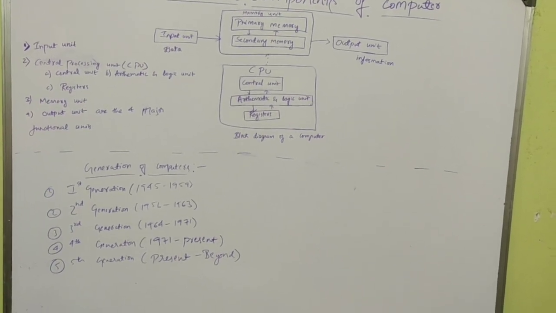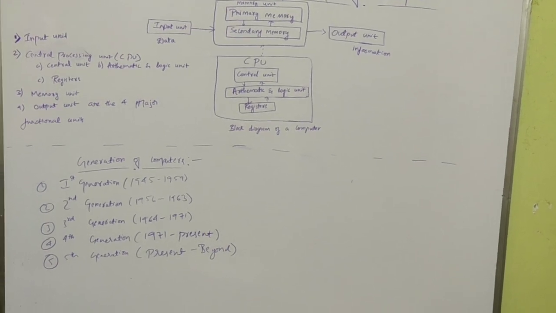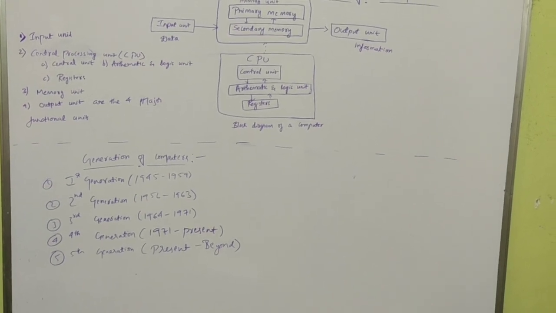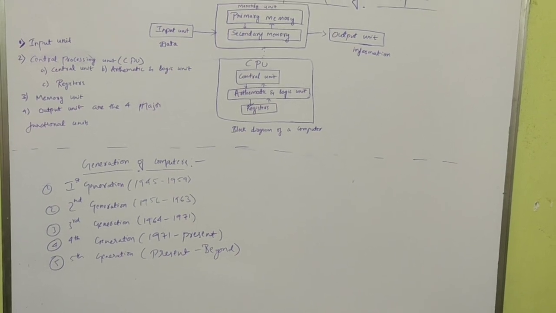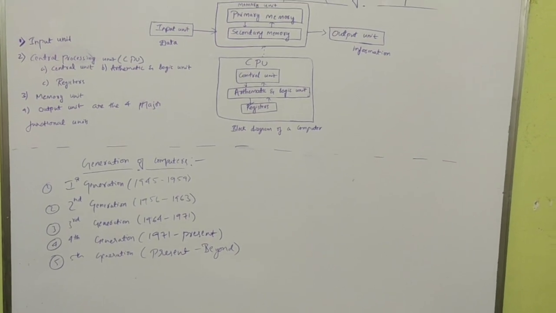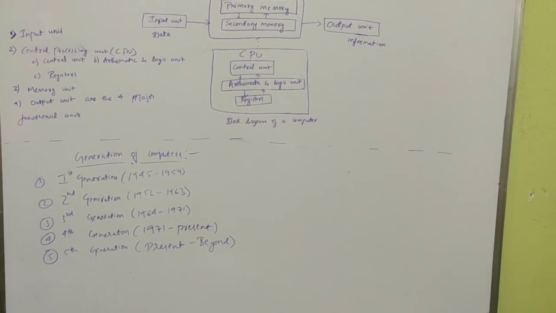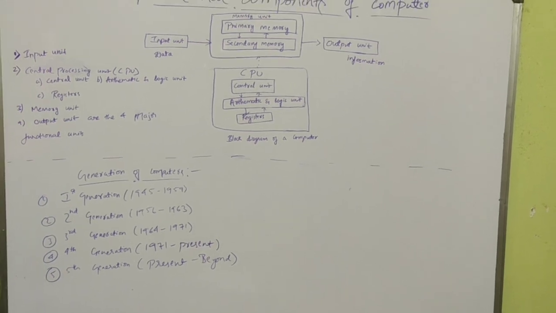Now comes the central processing unit. It is the main part of the computer system. As we know, it is known as the heart or brain of a computer system. The function of this CPU is to interpret the instructions in the program and execute them one by one. It mainly consists of major units, as I told you: control unit, arithmetic and logic unit and registers.